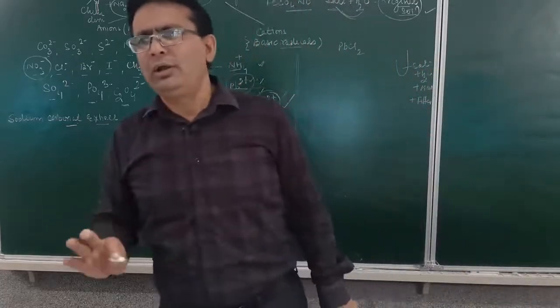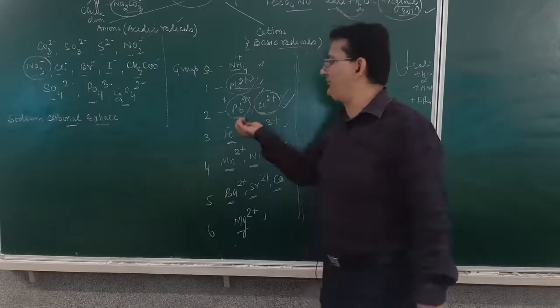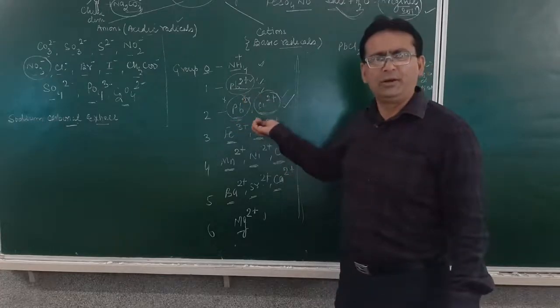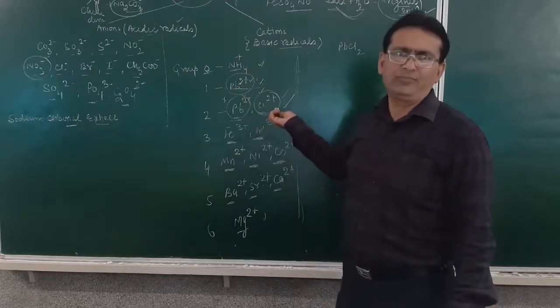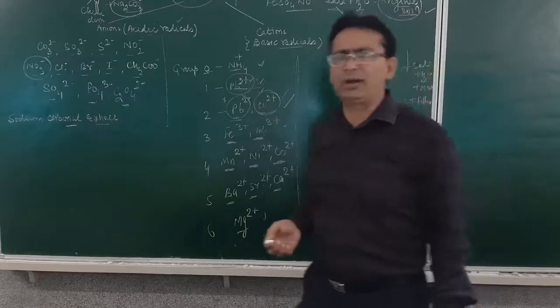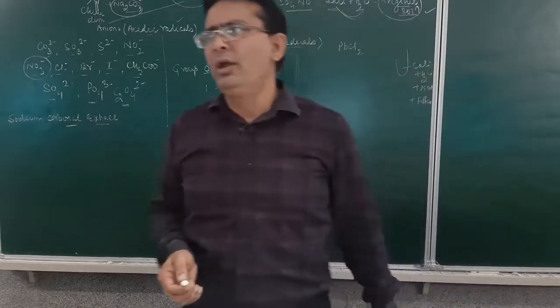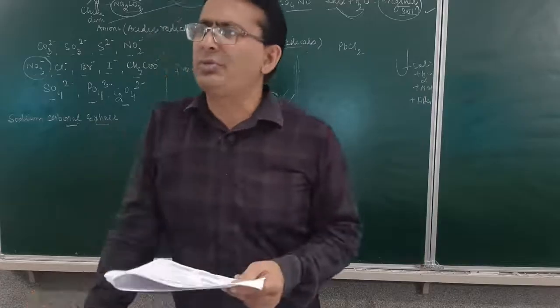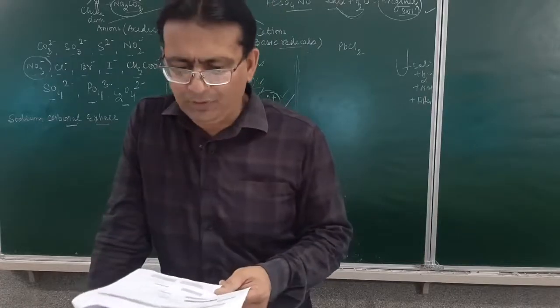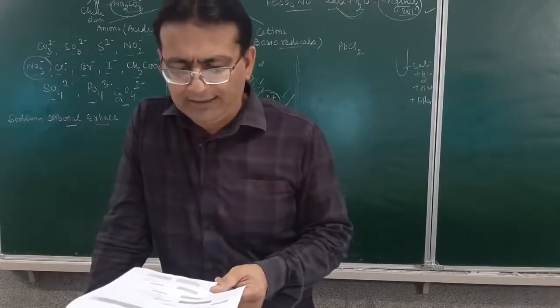In this case, if group 1 is absent, then no precipitate will be observed. So no need to filter. Directly pass H2S gas into this. If precipitates are obtained, a chocolate brown or brown colored precipitate is observed, this will indicate the presence of group number 2. Just see in the notes: filtrate and pass the H2S gas.